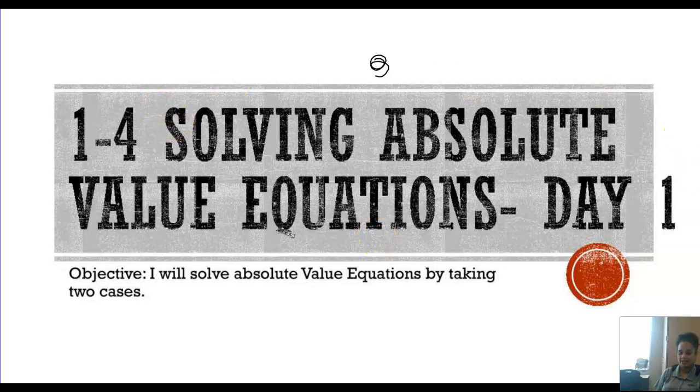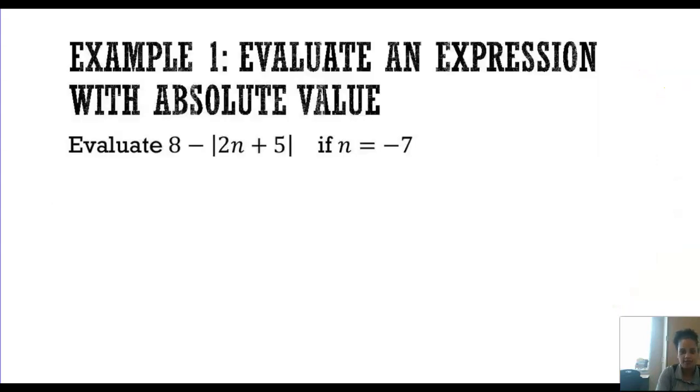Hi guys, today is September 1st and what we're going to talk about is section 1-4, which is solving absolute value equations. And hopefully by the end of the day you'll be able to solve absolute value equations by taking two cases. You'll see what that means in just a bit.